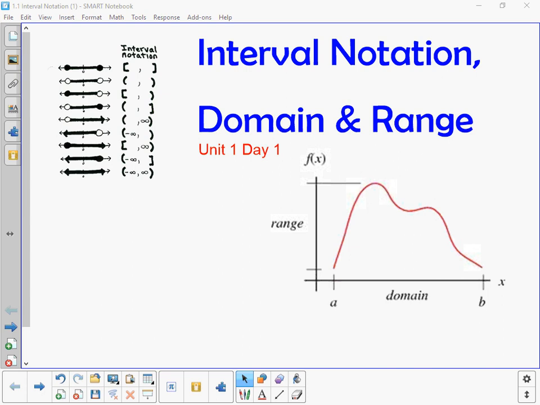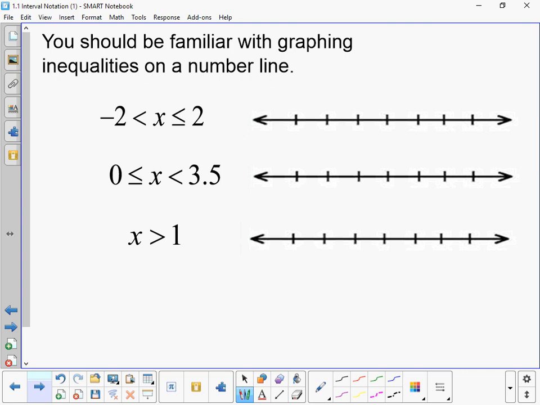This is Unit 1, Day 1. We'll be talking about interval notation and reviewing domain and range. Most of these concepts you should be familiar with from last year. We're going to start with just some inequalities on the number line.